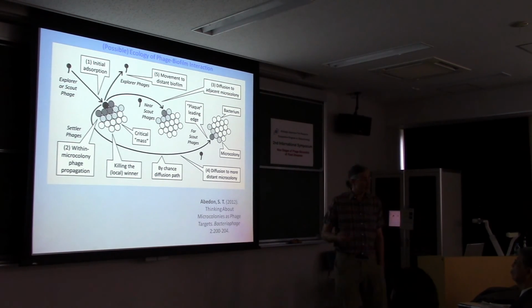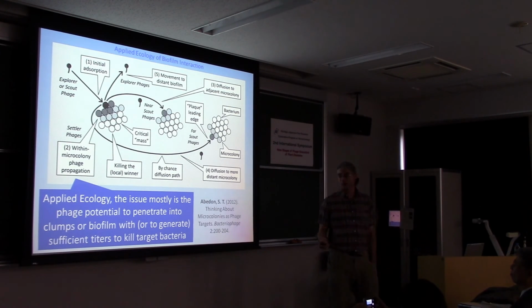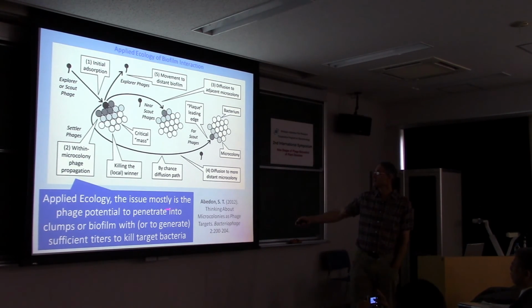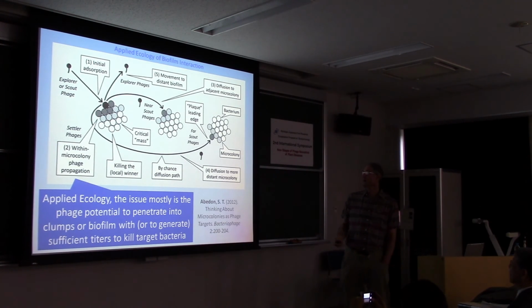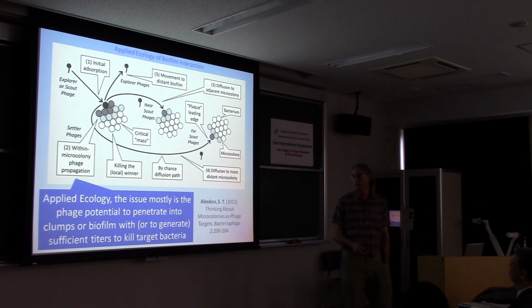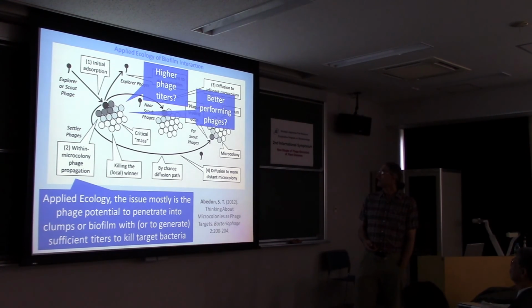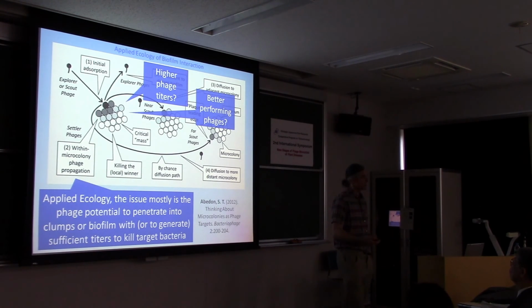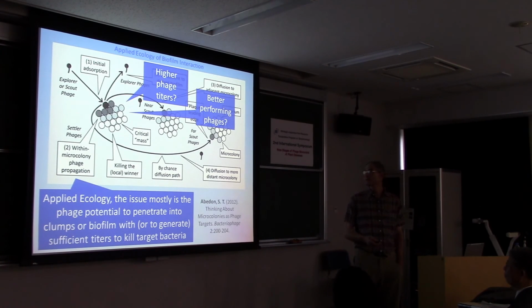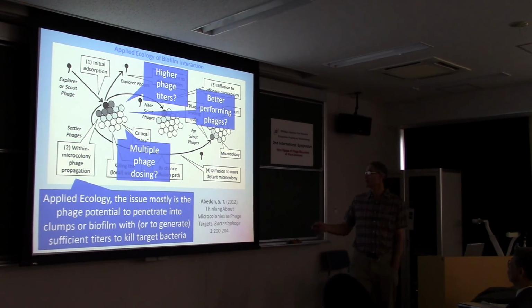Now, in terms of the applied ecology, what's really important, at least I believe, is this phage propagation within microcolonies. So in applied ecology, the issue is mostly the phage potential to penetrate into clumps or biofilms and to do so in sufficient titers, or generating sufficient titers there, that they successfully kill the bacteria. So how do you do this? Either you're going to have to supply high phage titers, or the phages are going to have to perform well so that they produce lots of phage titers in situ to get rid of the bacteria there. Or perhaps we're going to supply the phages multiple times so that we ultimately are getting rid of the bacteria.